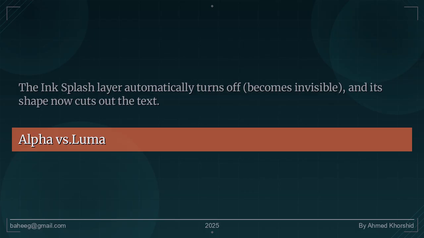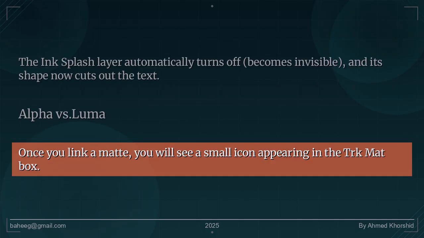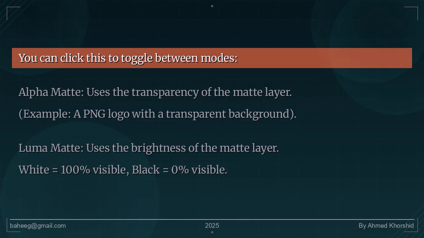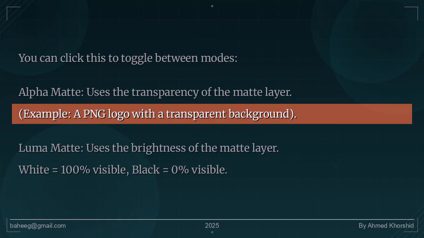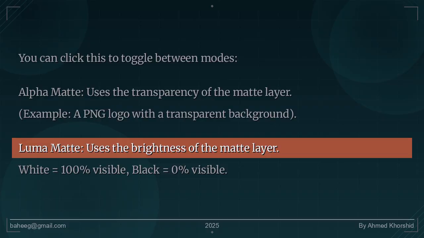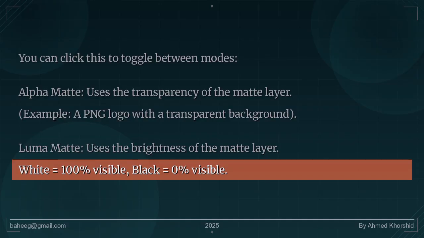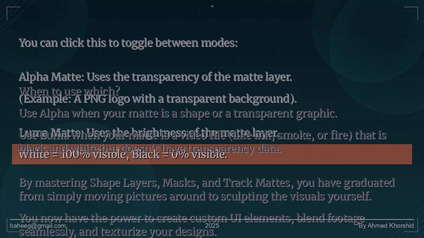Alpha versus Luma. Once you link a matte, you will see a small icon appearing in the TRK matte box. You can click this to toggle between modes. Alpha matte uses the transparency of the matte layer. Example: a PNG logo with a transparent background. Luma matte uses the brightness of the matte layer. White equals 100% visible, black equals 0% visible.